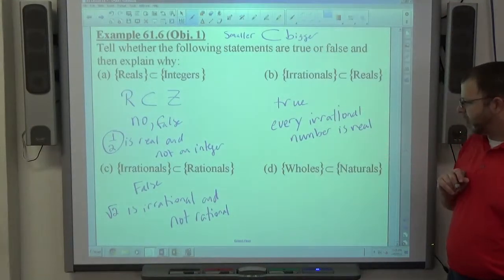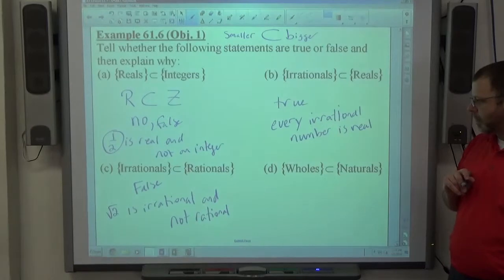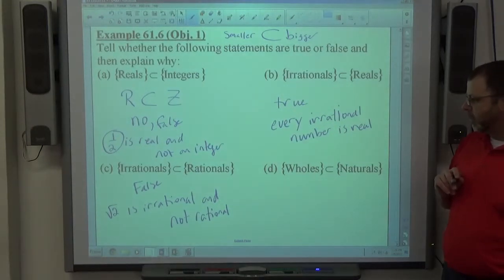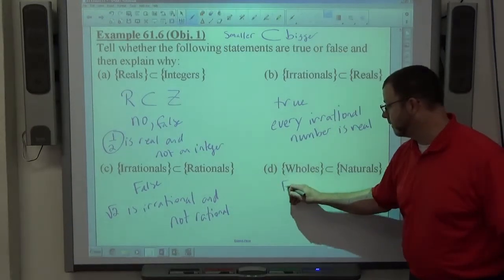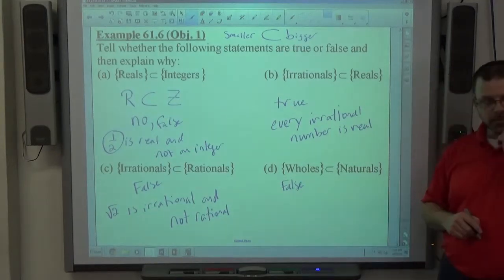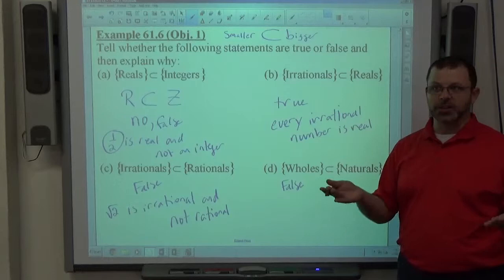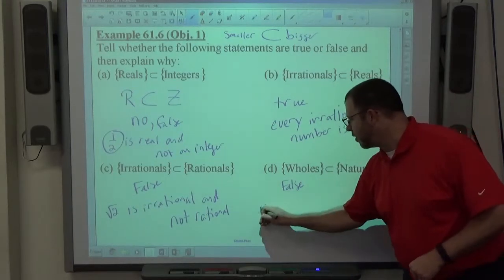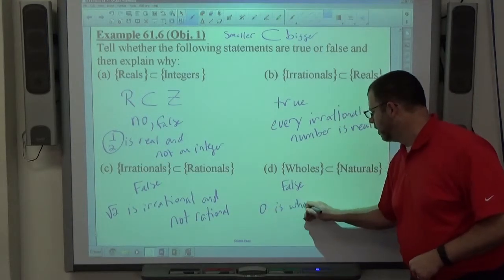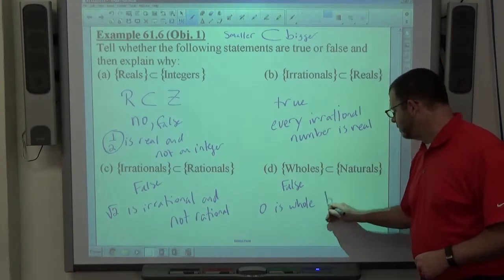All right, wholes is a subset of natural. What do you think of that one? Again, false. False because? Zero is not. Perfect. And that's the only number in this case, right? Because they're exactly the same set except for zero. Zero is whole, but not natural.